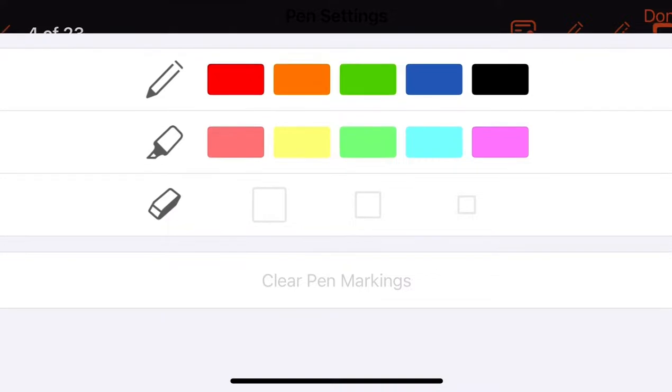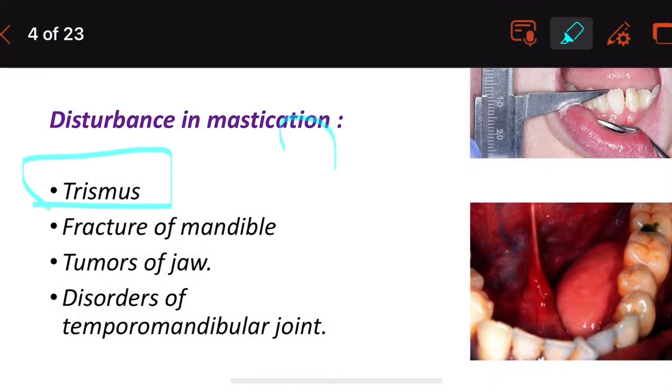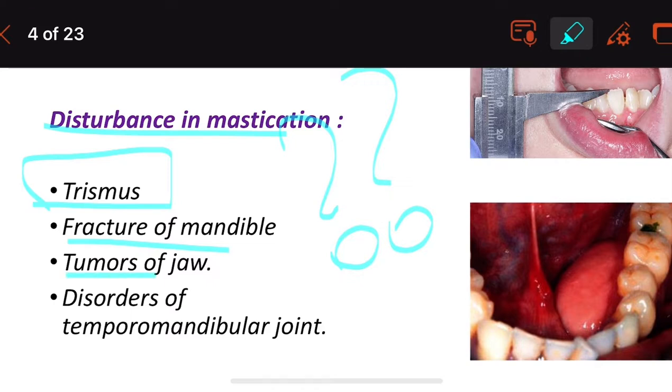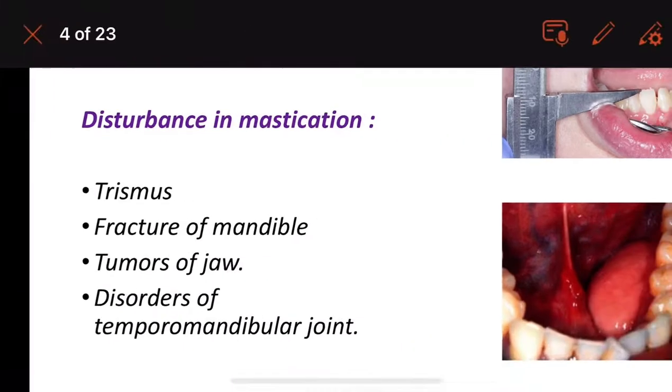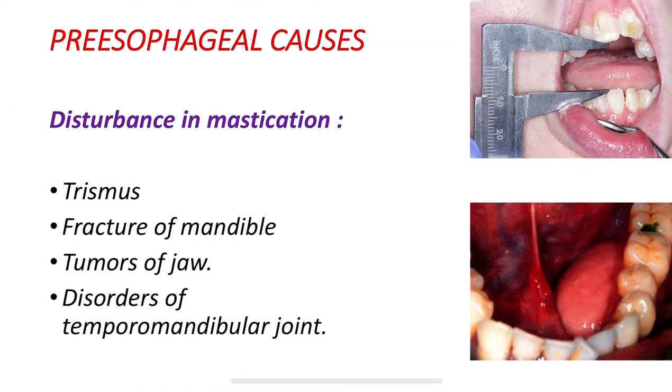In conditions like trismus, fracture of mandible, tumors of jaw, and disorders of temporomandibular joint, there is disturbance in mastication. So here they are talking about trismus. What is trismus? Trismus is nothing but locked jaw. You can see the jaw here. There will be spasms of the jaw muscles, because of which the mouth is going to remain tightly closed, which leads to disturbance in mastication. Then we see the fracture of the mandible, tumors of the jaw. You can see the tumor of the jaw. Disorders of temporomandibular joint could be arthritis, then joint disorders like osteoarthritis of the jawbone. All these come under the disturbance in mastication.